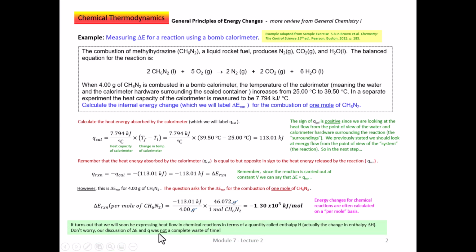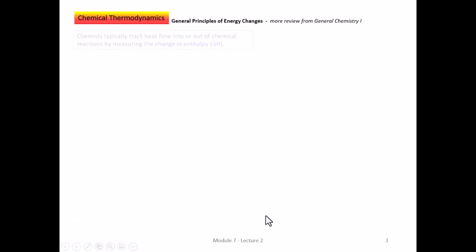Now we will soon be expressing heat flow in chemical reactions in terms of a quantity called enthalpy H, actually the change in enthalpy, which you've seen in previous lectures. But don't worry, our discussion of deltaE and Q was not a complete waste of time. Chemists typically track heat flow into or out of chemical reactions by measuring the change in enthalpy, deltaH. Again, this is a term that we introduced as a matter of need earlier in the course. We want to define it a little more explicitly here.